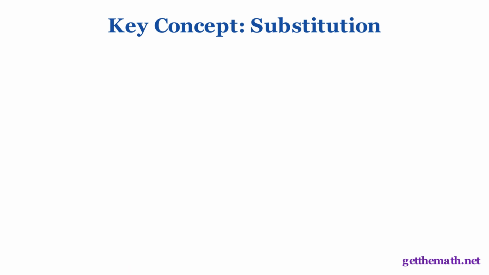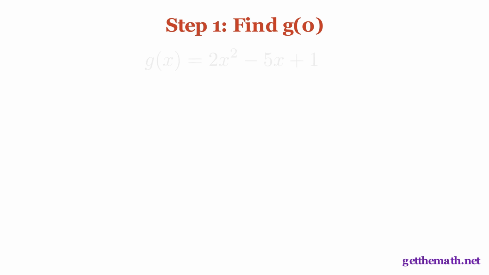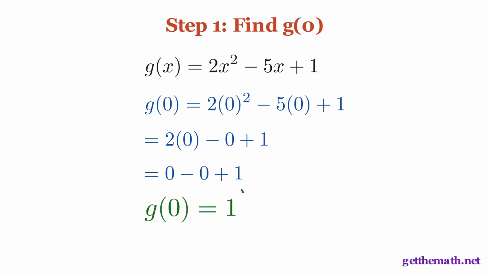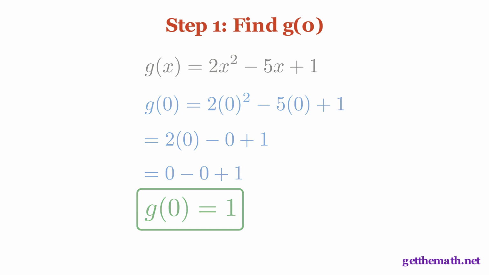Step 1. Find g of 0. Start with g of x equals 2x squared minus 5x plus 1. Replace every x with 0. G of 0 equals 2 times 0 squared minus 5 times 0 plus 1. 2 times 0 is 0. Minus 0. Plus 1. G of 0 equals 1.